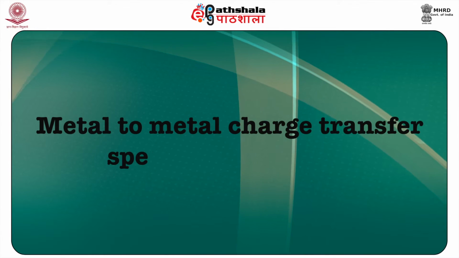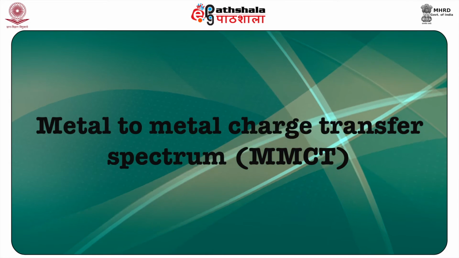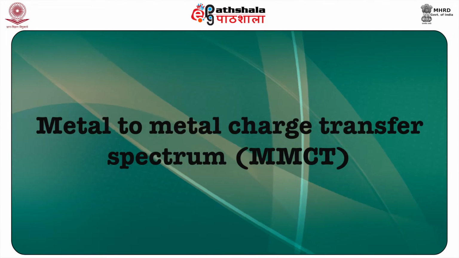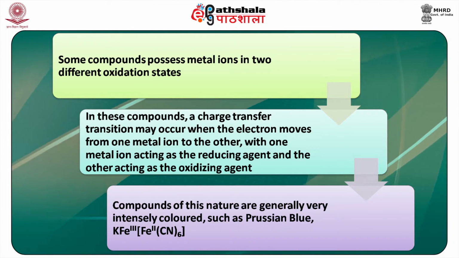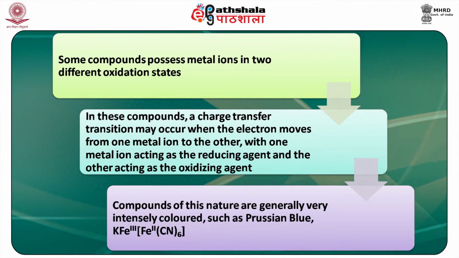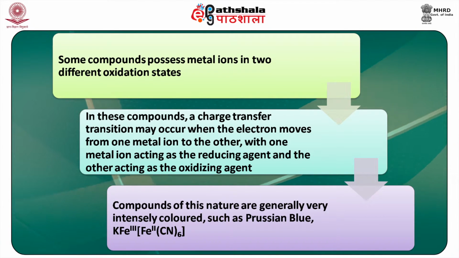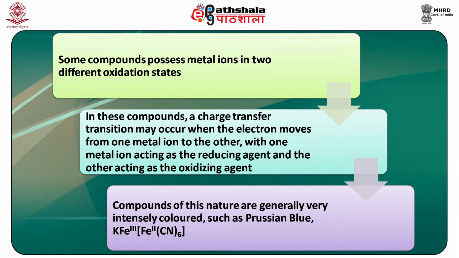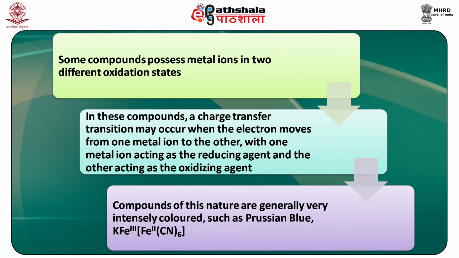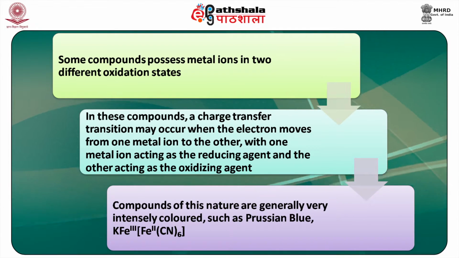The third type of transition is the metal-to-metal charge transfer spectrum, abbreviated as MMCT transitions. Some compounds possess metal ions in two different oxidation states. In these compounds, a charge transfer transition may occur when the electron moves from one metal ion to the other, with one metal ion acting as the reducing agent and the other acting as the oxidizing agent. Compounds of this nature are generally very intensely colored. An example includes Prussian blue.